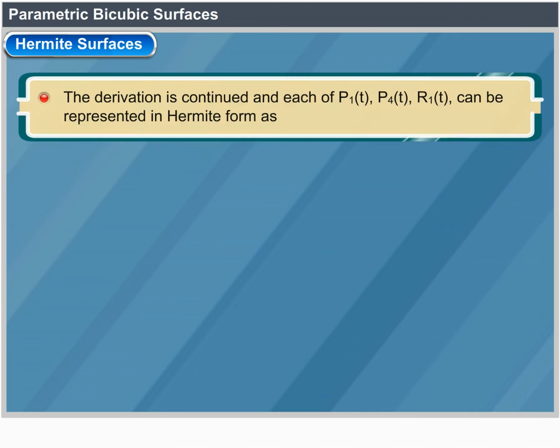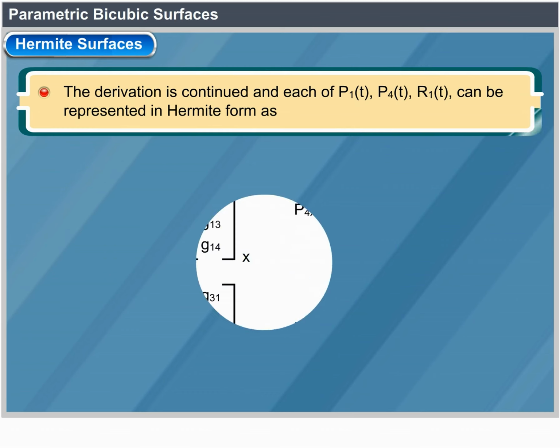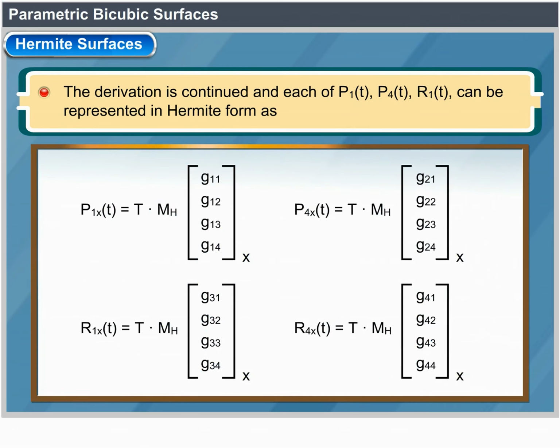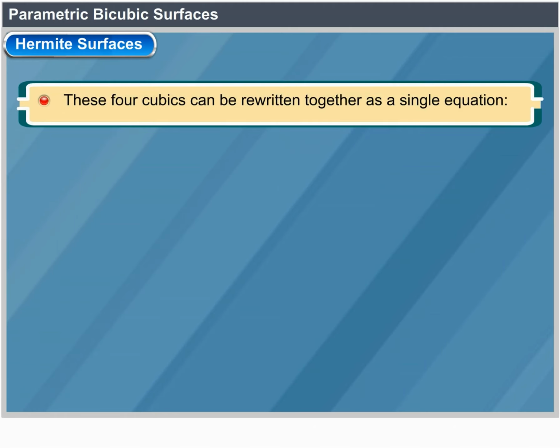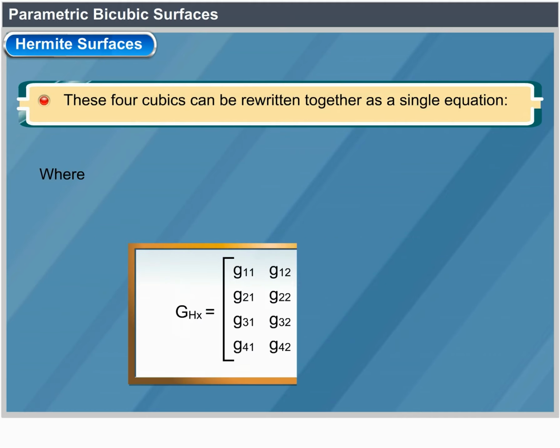Continuing with the derivation, let each P1(t), P4(t), R1(t) and R4(t) be represented in the Hermite form as shown. These four cubics can be rewritten together as a single equation, where GHx is in the matrix form shown.